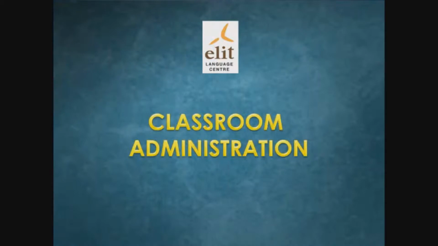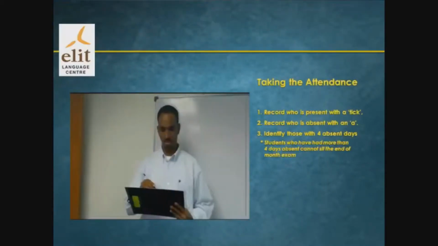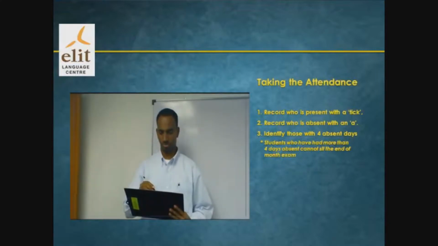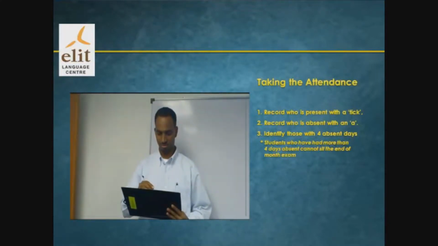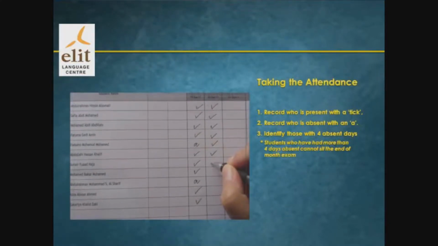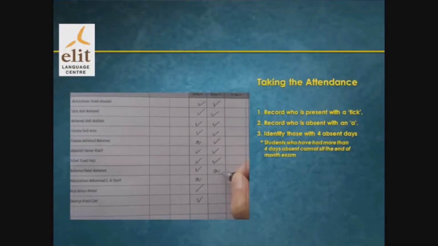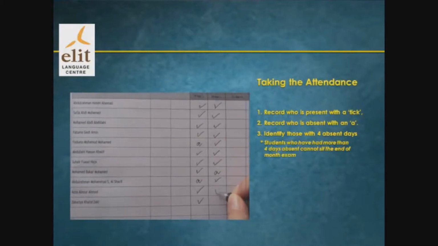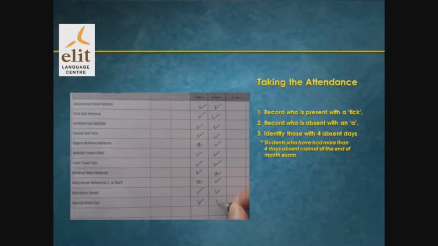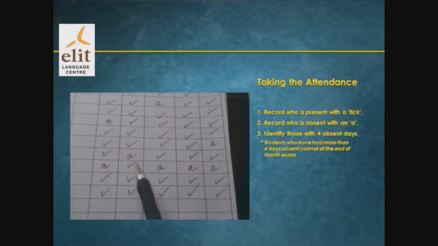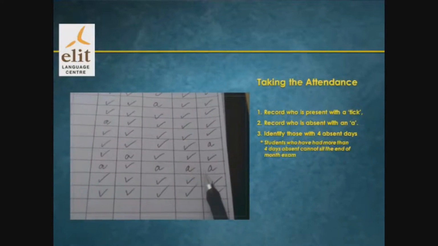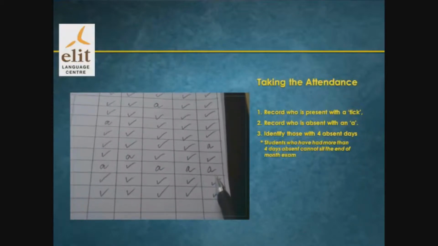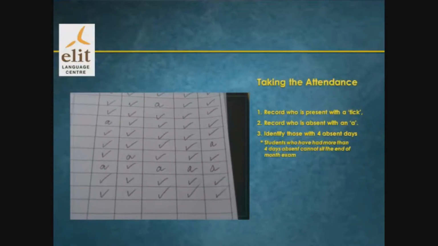Classroom administration. Firstly, the supervisor should take the attendance. Put a tick if the student is present and write an A if the student is absent. Students who have any more than 4 days absent cannot sit the end of month exam.